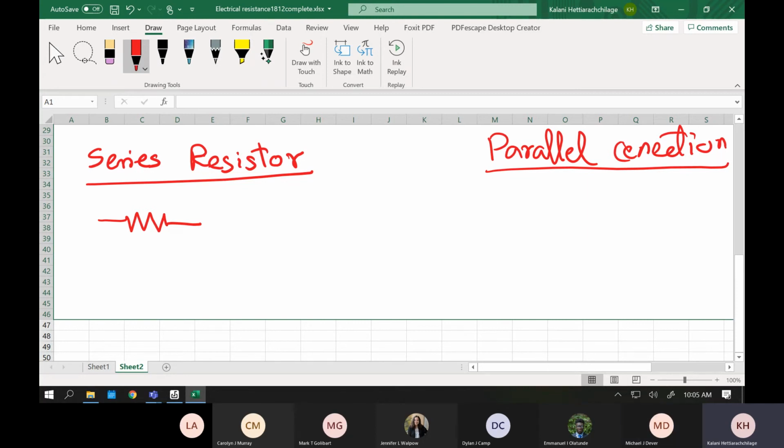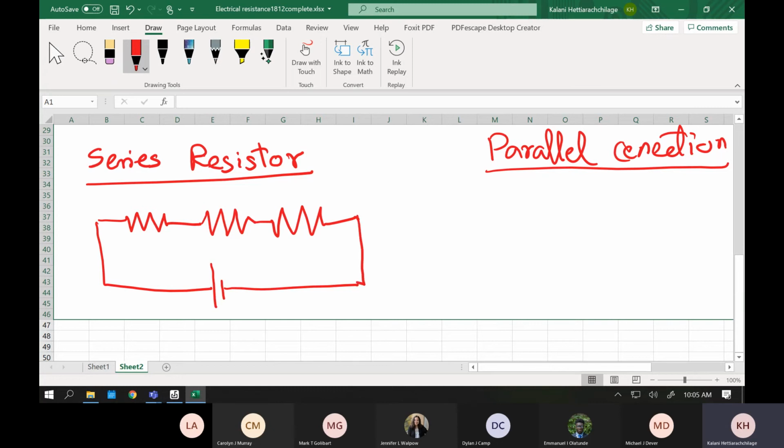Okay? So resistors you can combine one by one, with the end of one resistor connected to the next one. This connection we call the series connection. The symbol I drew at the bottom is the power supply. You have a longer line and a shorter line. The longer line is the positive terminal of the power supply, and this will be your negative terminal.